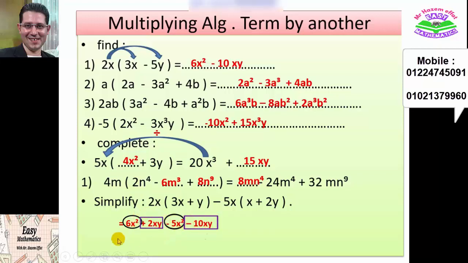And don't forget to take every like terms beside each other. 6x power 2 beside negative 5x power 2 plus 2xy beside negative 10xy. And finally, don't forget to add them. It will be 6 minus 5, it will be equal 1x power 2.